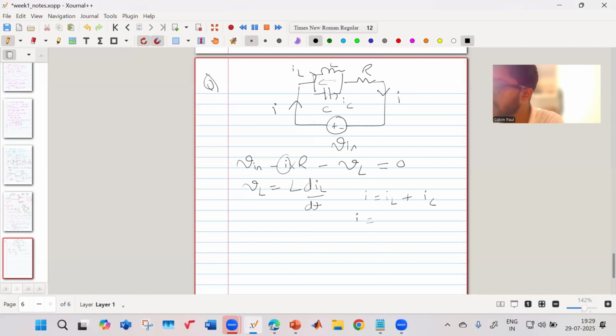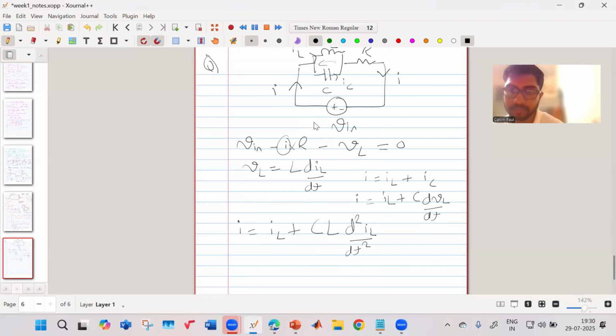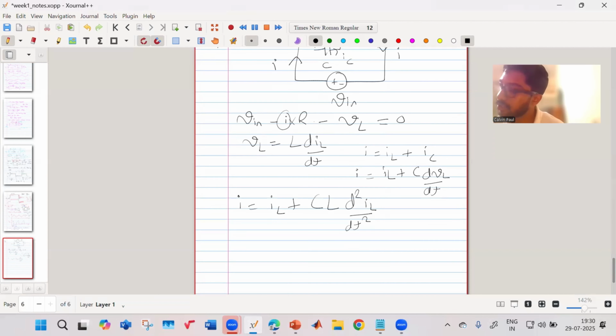And what is the current through the capacitor? That is C into dVL by dt. So this current I is equal to IL plus C times, and VL is L dIL by dt, so this becomes plus CL d2IL by dt2. So it becomes a second order differential equation. Now we will substitute all this over here.